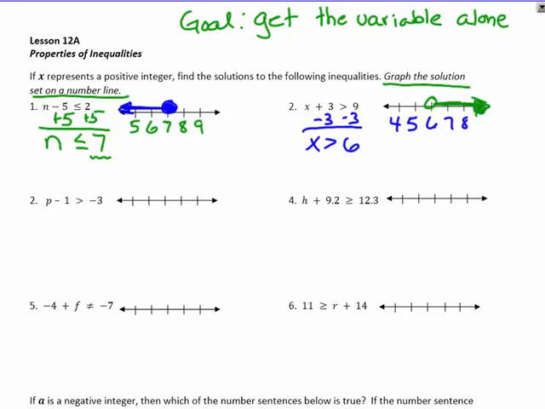Right? And you can test it. Is 7 greater than 6? Yes. So I went the correct way. All right, down here for number 2, I have to get p by itself, so I'm going to add 1 to both sides. So p is greater than -2.